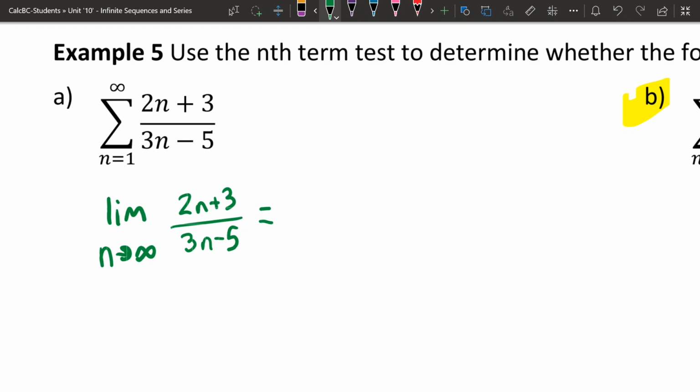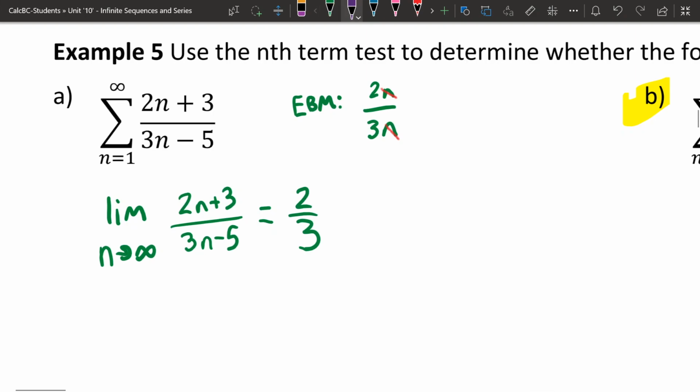All right, so going back to limits, we're looking at the limit as n goes to infinity, so we can use end behavior. Looking at our rates, on the top 2n, and on the bottom 3n. The n goes away, so we've got 2/3. All right, 2/3 does not equal 0.